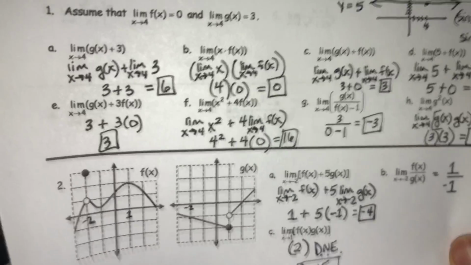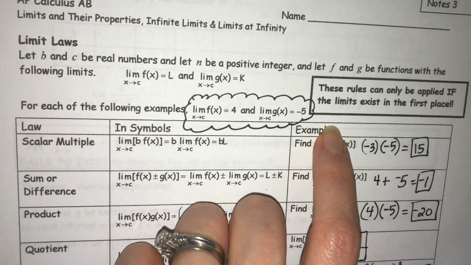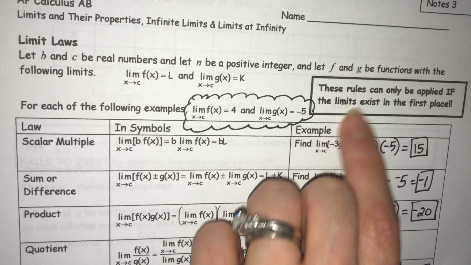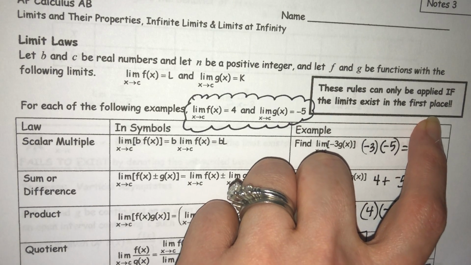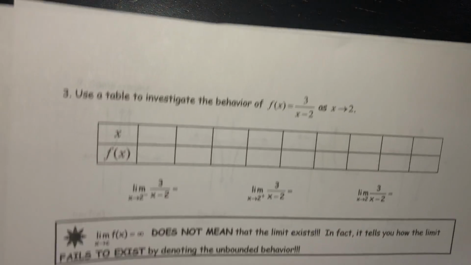I want to bring attention to a thing that's up here at the top in the box. These rules can only be applied if the limits exist in the first place. If the limit does not exist for one of those originals, then that limit does not exist either. Okay? All right. Next, we're going to number 3.